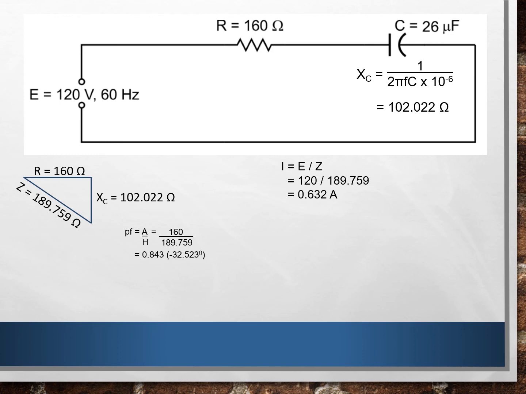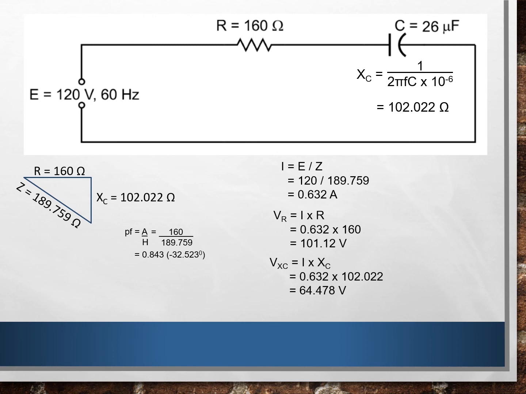The next step is to find my current. Remember that current is the thing that we're going to use in all the formulas from here on in. So I take my 120 volts, divided by my total impedance of 189.759 ohms to get a total ampacity for my circuit of 0.632 amps. And this is also the ampacity for my resistor and my capacitor at the same time.